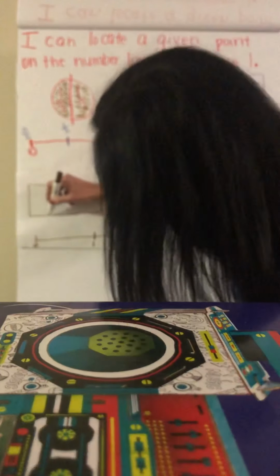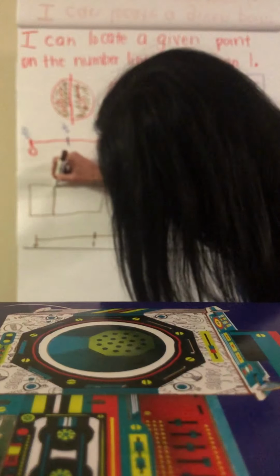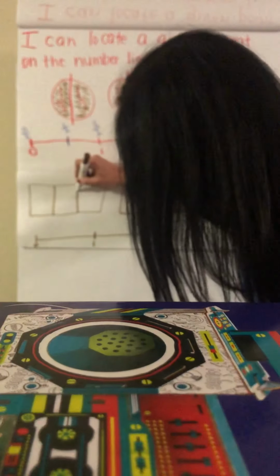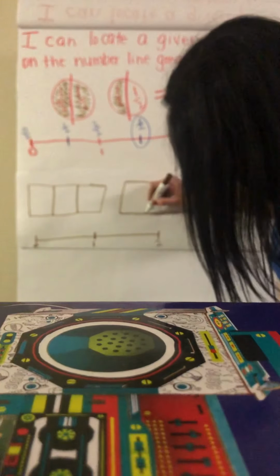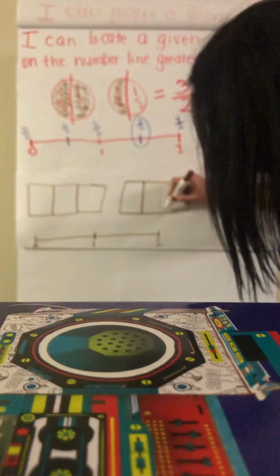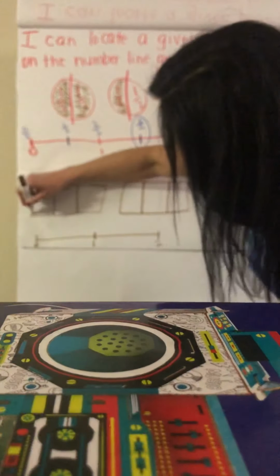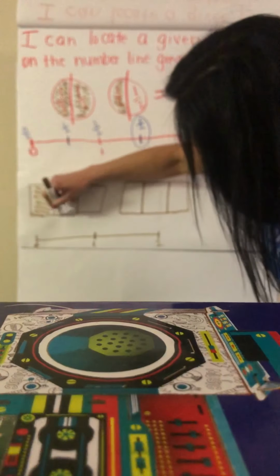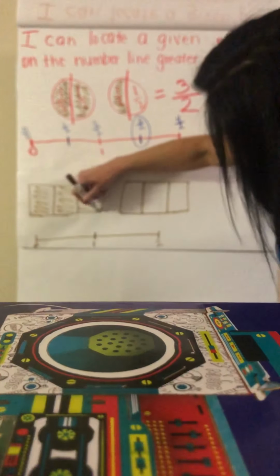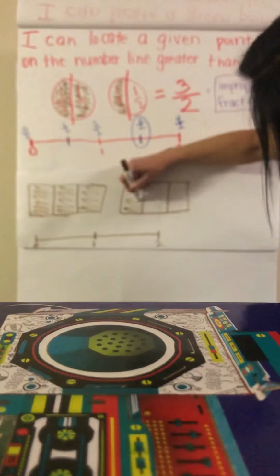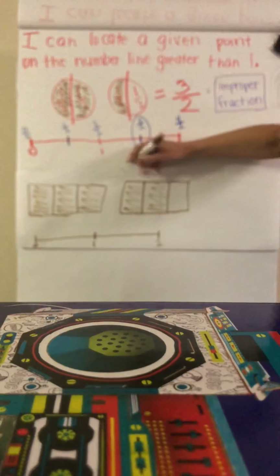Now I'm going to partition my rectangles. Wow, these are not very equal rectangles, I'm so sorry. I'm going to partition my rectangles into thirds. Okay, and I'm going to color 5 of my thirds. So 1, 2, 3, 4, 5.